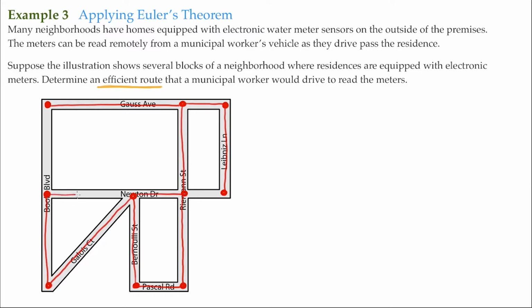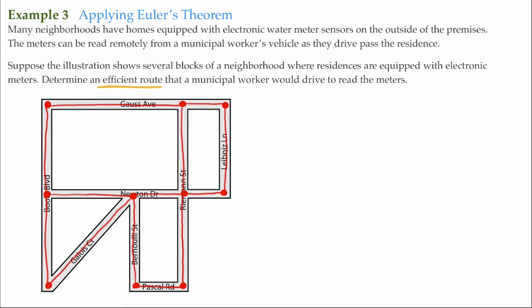Now since we're going to be using Fleury's algorithm, which relies on Euler's theorem, we're going to find the degree of each one of these vertices. This has degree 2. We have 2 edges that emanate from it. This is degree 2. This is degree 3, so that's odd. This one is even. And we forgot an edge right here. Let's put that in. So this one is even.